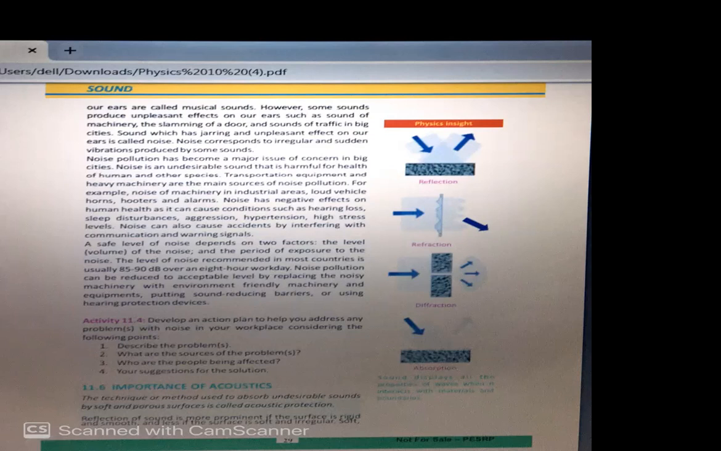We can reduce the noise by replacing the noisy machinery with environmental friendly machinery. Environmental friendly machineries are those which produce less noise, which are tuned every day, which are exercised every day, which don't produce any noise. So if you want to reduce your noise, you should replace the noisy machinery with the environmental friendly machinery and equipment. Putting sound reducing barriers or using hearing protection equipment.